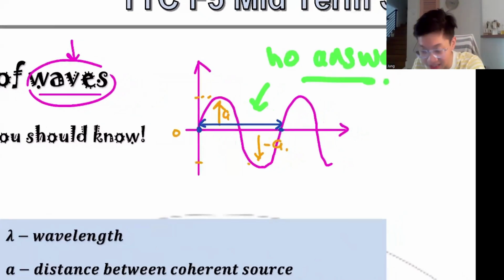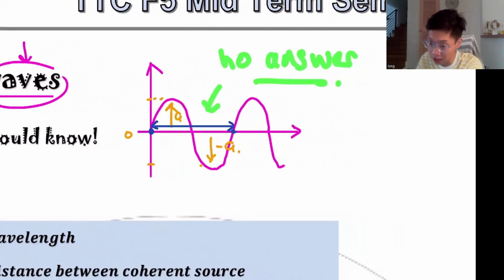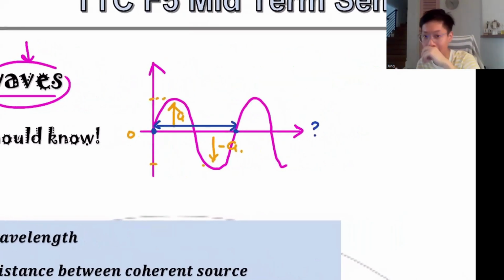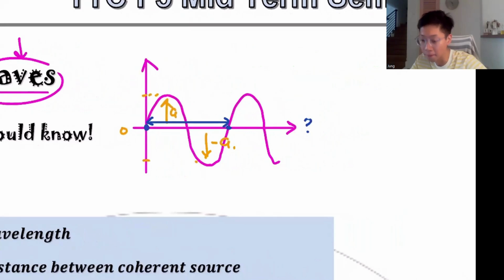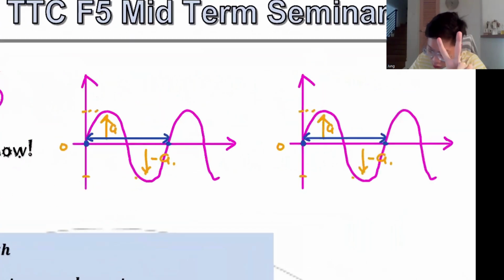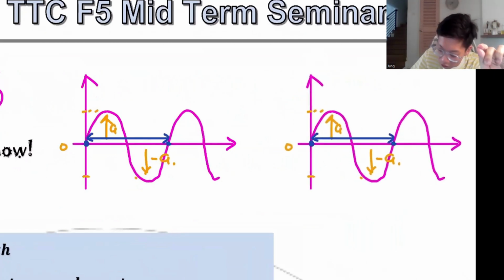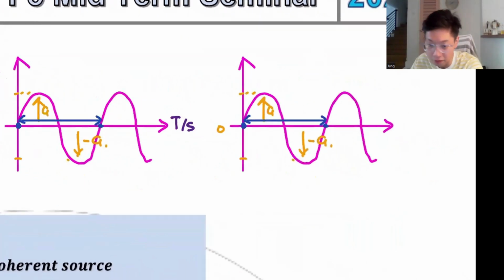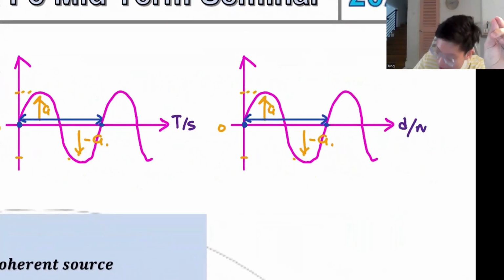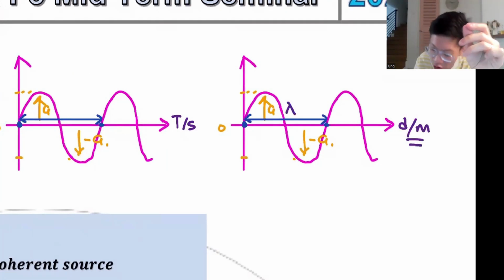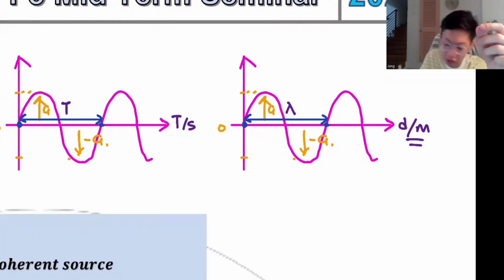Why no answer? Because it depends on what your x-axis is. You know? For waves, there are actually two types of graph. The first type of graph is in terms of t, time in seconds. The second one is distance in meters. If this is the distance in meters graph, then this is called lambda, known as the wavelength. If this is the time in seconds graph, then this is your period of oscillation.